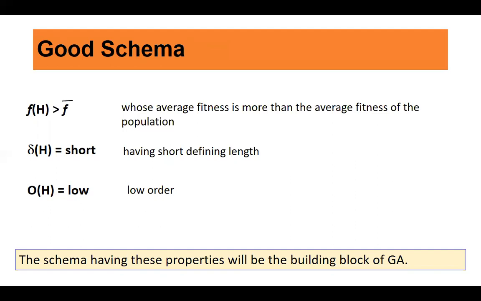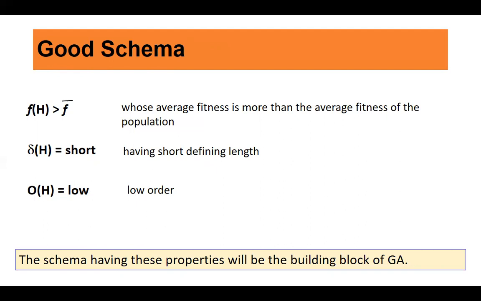Fine. And it has a low order. O(H) is low, that is, it has a low order. So if the schema has all these properties, then we say the schema is a good schema, right? That is, it has high chances of becoming a building block for the GA process, right? Fine. So if a schema has all this, this is nothing but the theorem, what it says, we'll be seeing that.